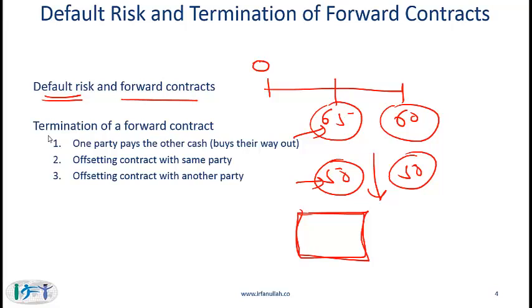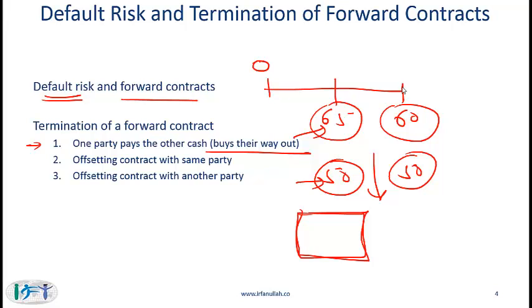Now we will look at how to terminate a forward contract. There are 3 methods that you need to be aware of. The first method is that one party pays the other party cash and essentially buys its way out.